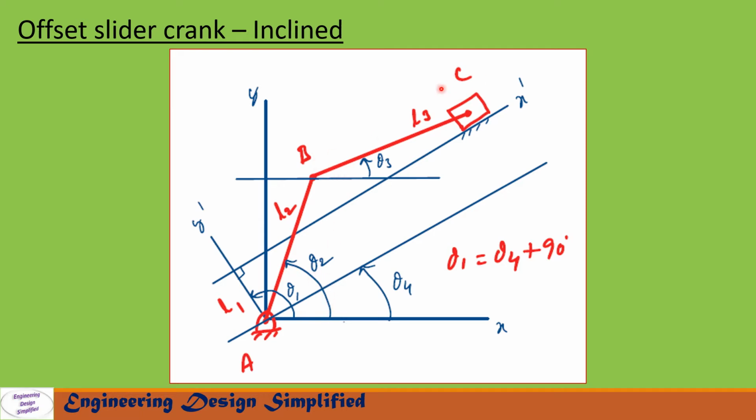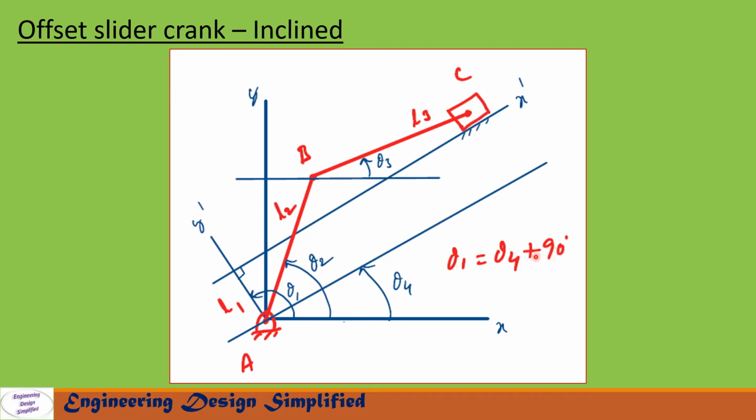And this link BC is a coupler whose length is L3, and which is at an angle theta 3 from horizontal. And this slider is at an angle theta 4 from horizontal, and it is at an offset of L1 from this line. So here, let us call this theta 1. Angle theta 1 is theta 4, that is this inclination angle, plus 90 degrees. So theta 1 equals theta 4 plus 90 degrees.